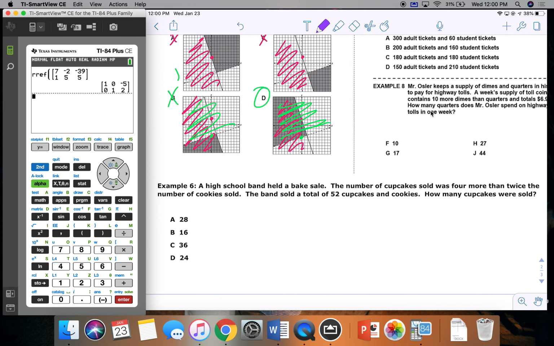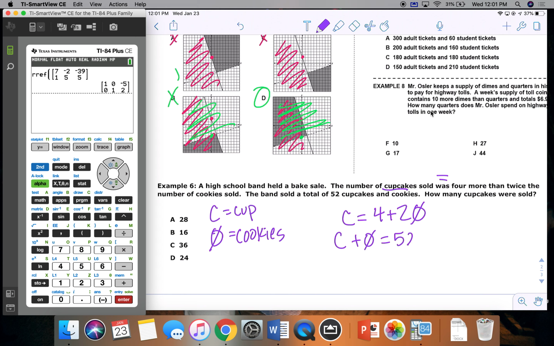Example 6, a high school band held a bake sale. The number of cupcakes sold was 4 more than twice the cookies. The band sold a total of 52 cupcakes and cookies. How many of each were sold? So I will use C for cupcakes and O for cookies. They tell us cupcakes equals, so C equals 4 more than twice the cookies. And there were 52 cupcakes and cookies total.